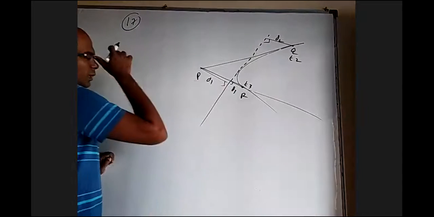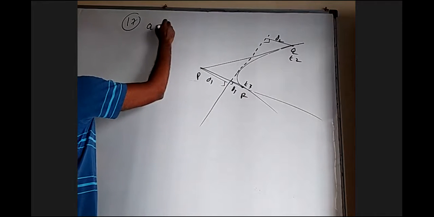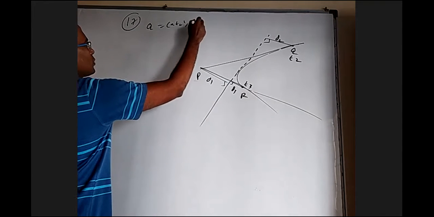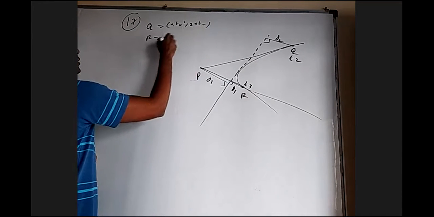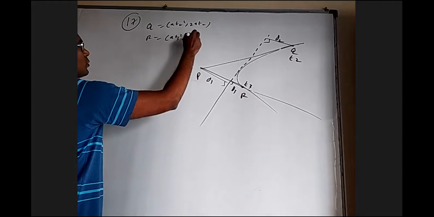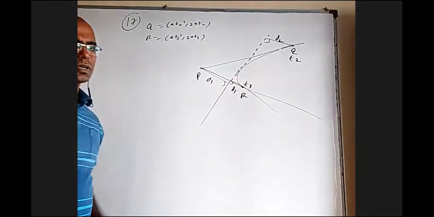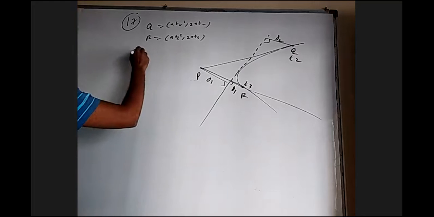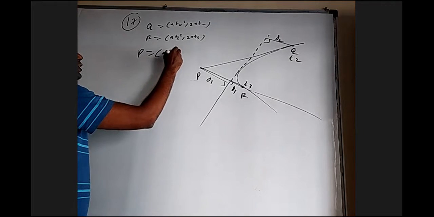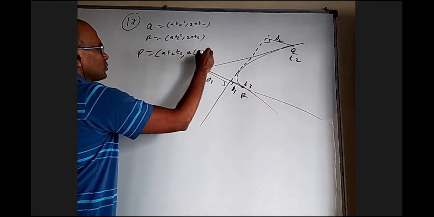Okay, so Q is equal to (a t2 square, 2a t2). R is equal to (a t3 square, 2a t3). We know the point of intersection of tangents at t1 and t2 is (a t1 t2, a into t1 plus t2). That point P is now (a t2 t3, a into t2 plus t3).